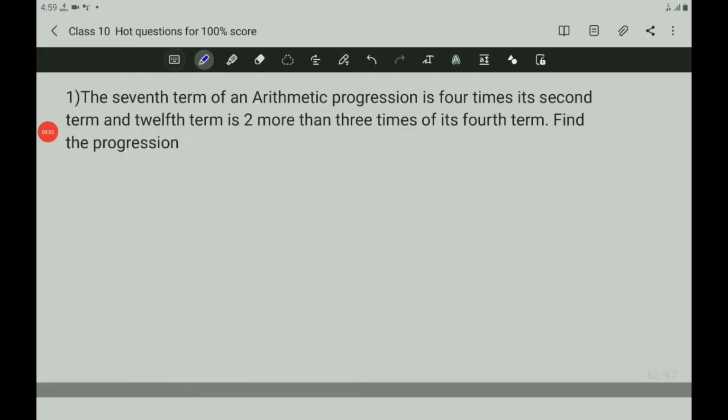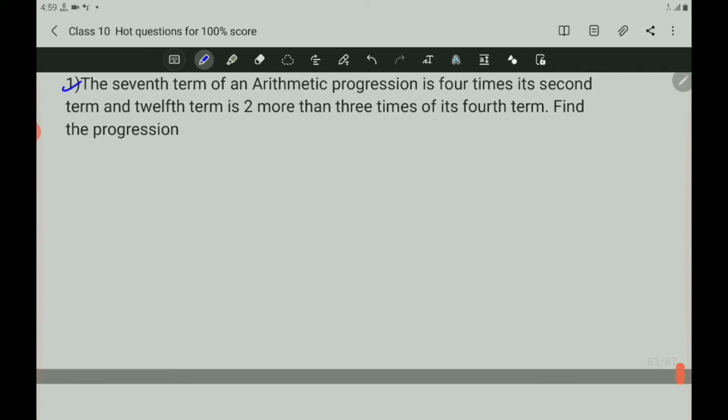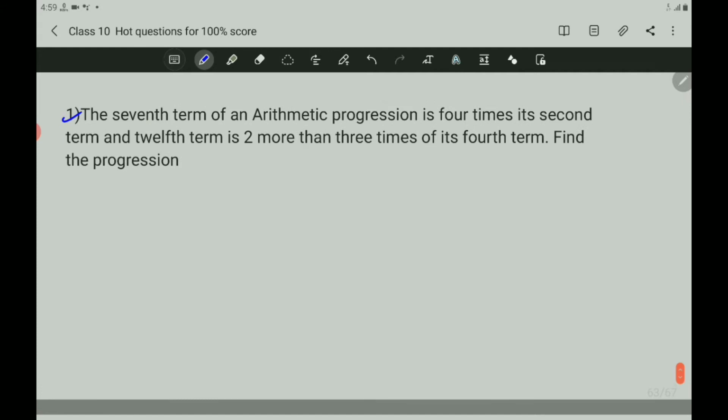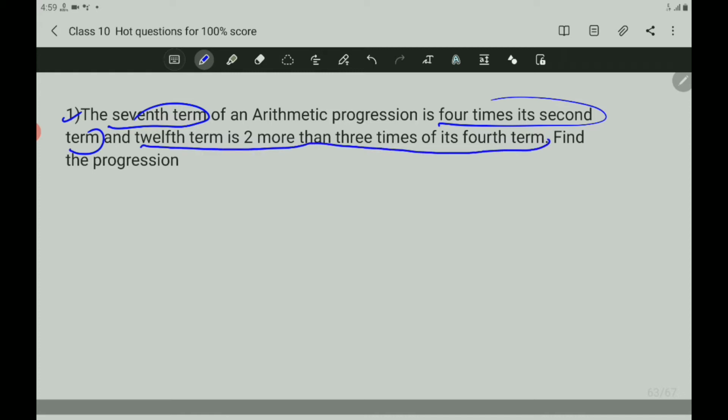Children, this is the next part of the solution of hot questions for 100% score. Now take the first question. The seventh term of an AP is 4 times its second term, and the 12th term is 2 more than 3 times its fourth term. Find the progression.